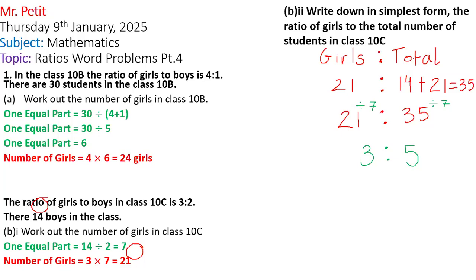And then how do we simplify it? In 10C, you would get 21 girls and 14 boys. You add them together and you get 35 overall. Then you ask what number can divide into both of these without leaving a remainder, which would be 7. So 21 divided by 7 gives 3, and 35 divided by 7 gives 5. Very good explanation.